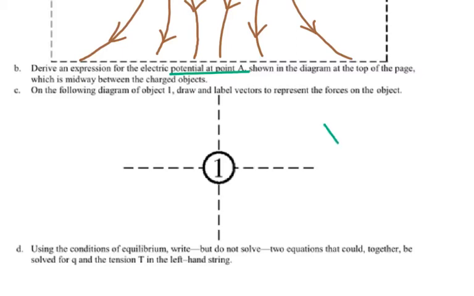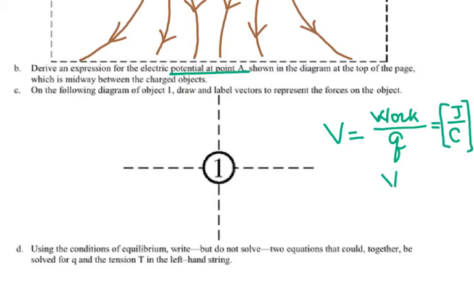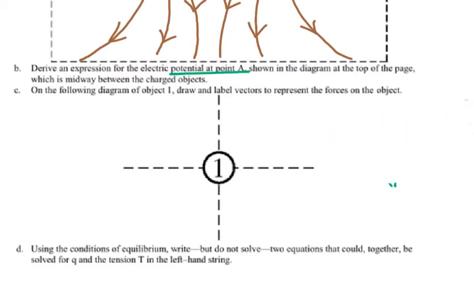The definition of voltage is work done per unit charge. So how many joules are needed to move 1 coulomb of charge. That is the voltage. So when they ask for potential difference, they mean the difference in energy needed to move the charge. Point A is shown in the diagram at the top of the page, midway between the charged objects. So I have to derive the expression for electric potential at point A.